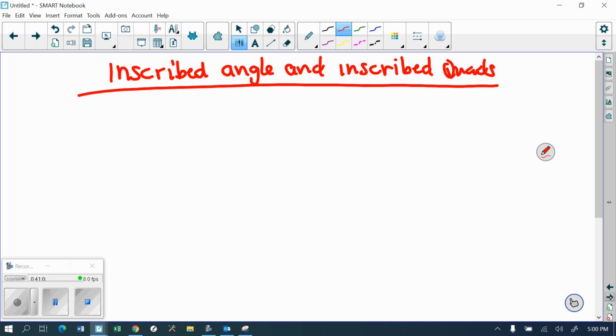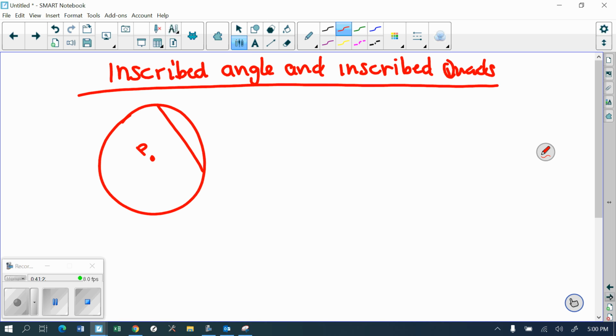Okay, inscribed. In means inside, scribe means write. So you're going to draw or write inside the circle. So here's my center, call it P. That means you call it circle P. It goes by whatever the center of the circle is.